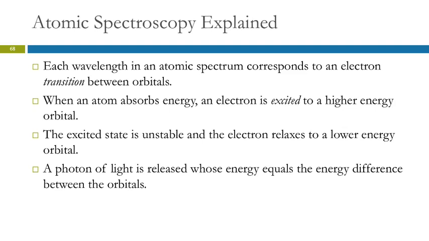And eventually the electron is going to relax back to a lower energy level. It doesn't necessarily need to be the one it came from, but just something lower. Sometimes it'll take several steps back down. When it does that, the energy that it absorbed has to go somewhere. It's released, and it's released as a photon of light. The energy of that light is equal to the energy difference between the orbitals.